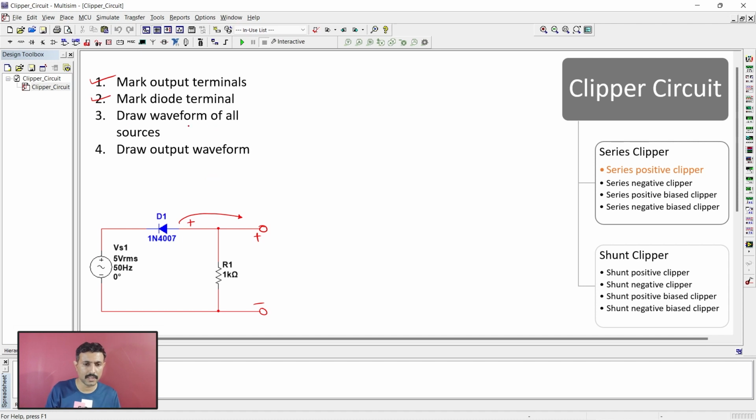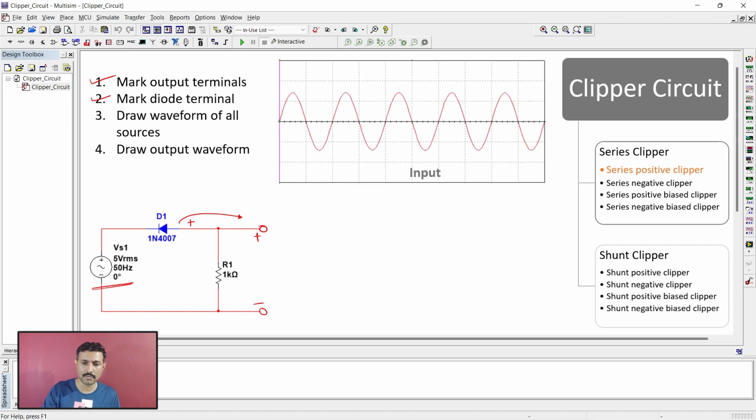In step number 3, draw the waveform of all the sources. How many sources are there in this circuit? We have only one source, that is AC source. So we need to draw the waveform. So this is the waveform. Step number 3 is done.